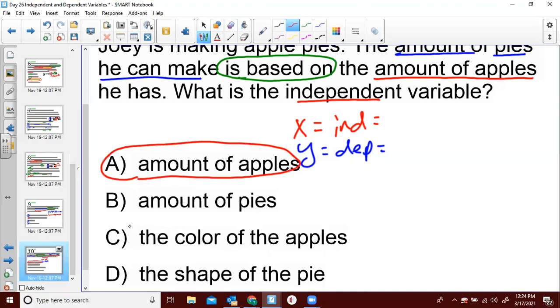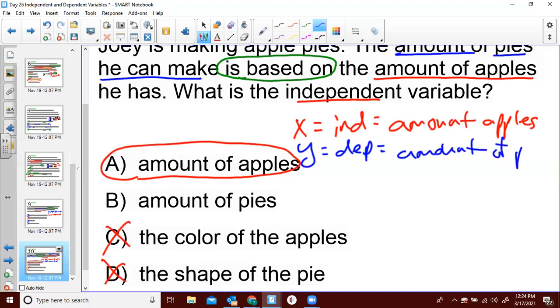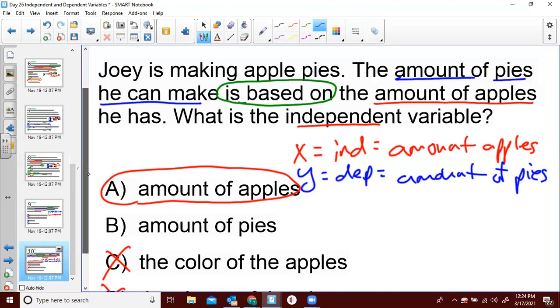All right, the color of the apples and the shape of the pot obviously didn't matter. This is amount of apples. And if you were curious, your dependent will be the amount of pies. So I feel like these last 2 questions are really the trickier ones, because you have to think. The amount of pies he can make is dependent on the amount of apples.